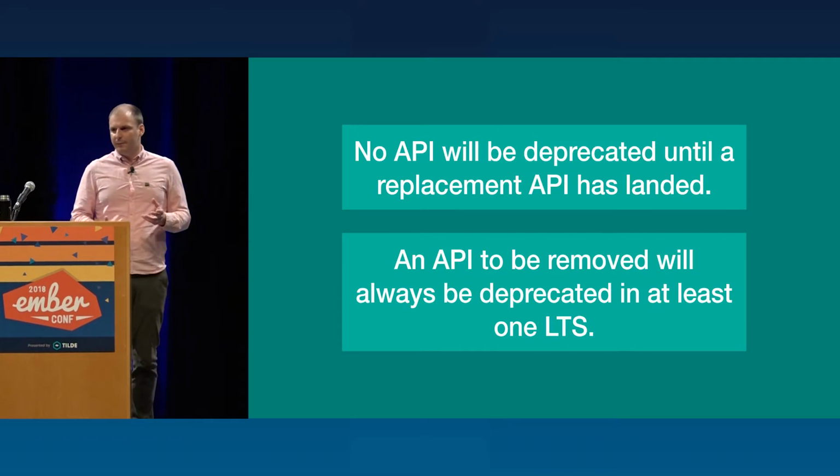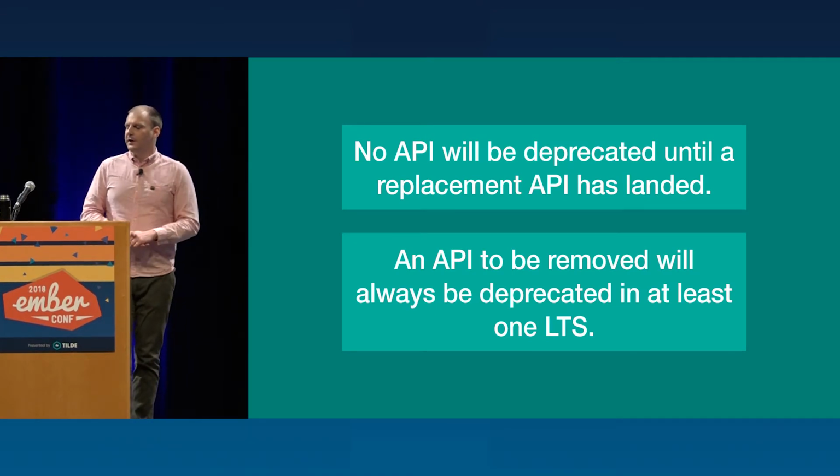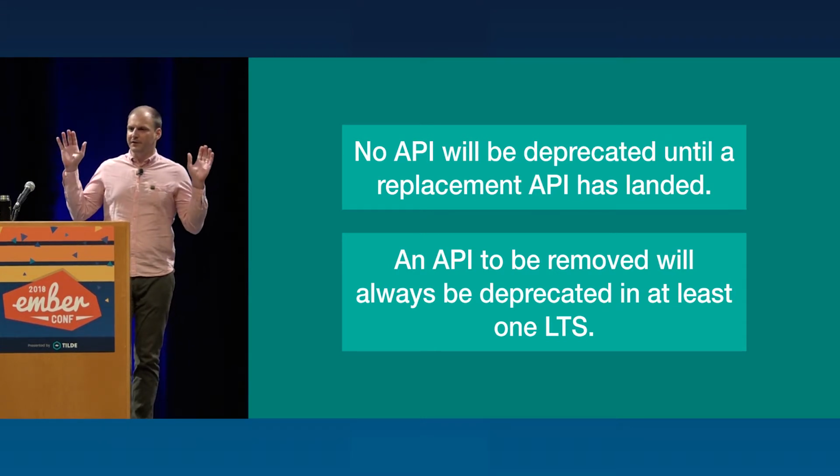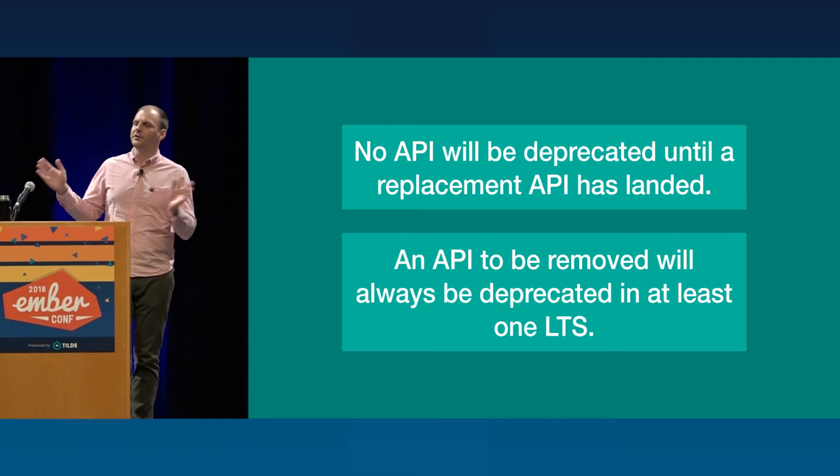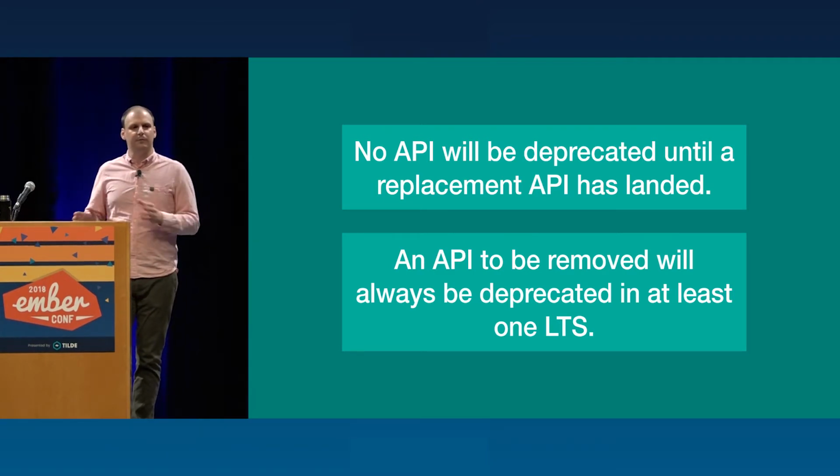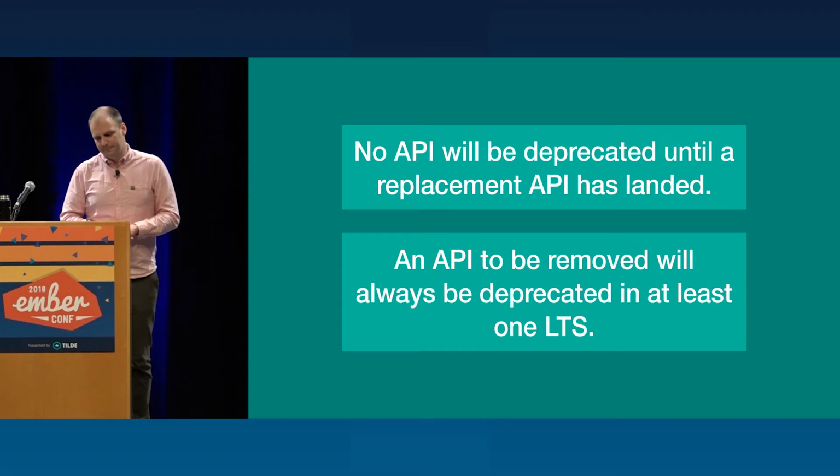There's two big things to remember about deprecations. One is that there will not be a deprecation until there is a replacement. I think a classic example of this is routable components and controllers. Everyone's like, when are you going to deprecate controllers? Don't use controllers. They will not be deprecated until we have a thing that you can use instead. So you should be able to use them with aplomb and feel good about it.